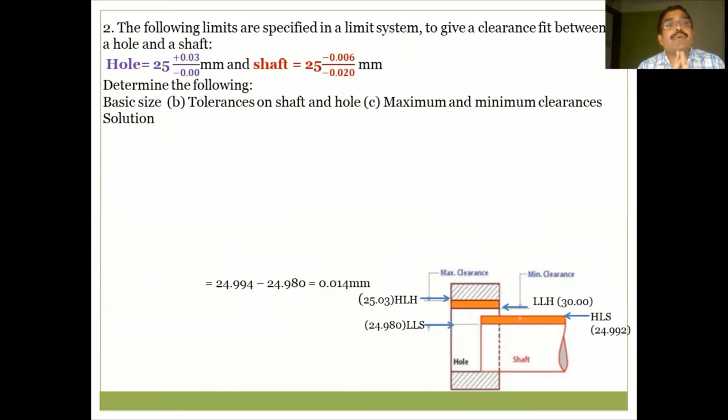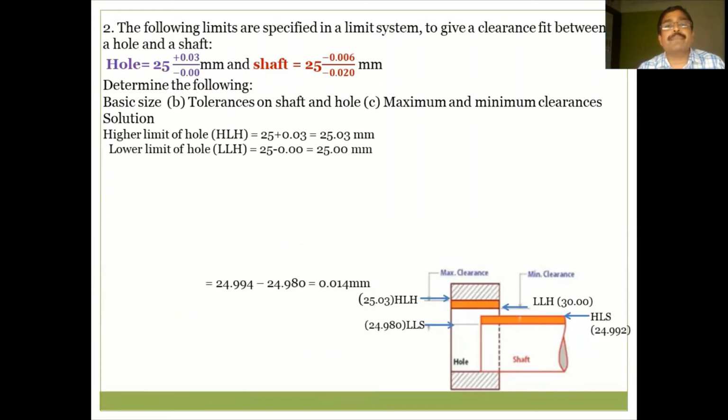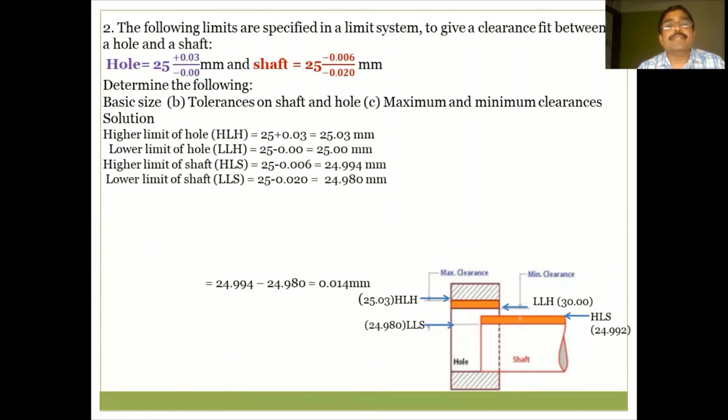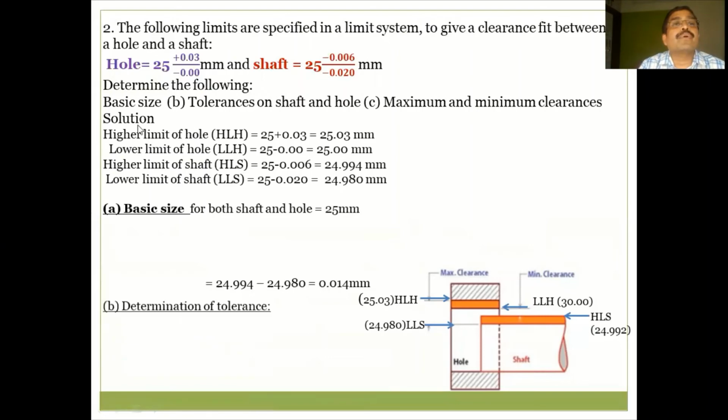Now, when you're talking about the basic size, first of all students, before solving this problem, calculate all the values of higher limit and lower limit of the hole and the shaft. This is very simple, you can calculate as per given data, right? Now I'll go for the basic size. First we are asked to find the basic size. So basic size will always be common to the hole as well as the shaft. So as per our question, it is given 25 for the hole and 25 for the shaft. That is my basic size.